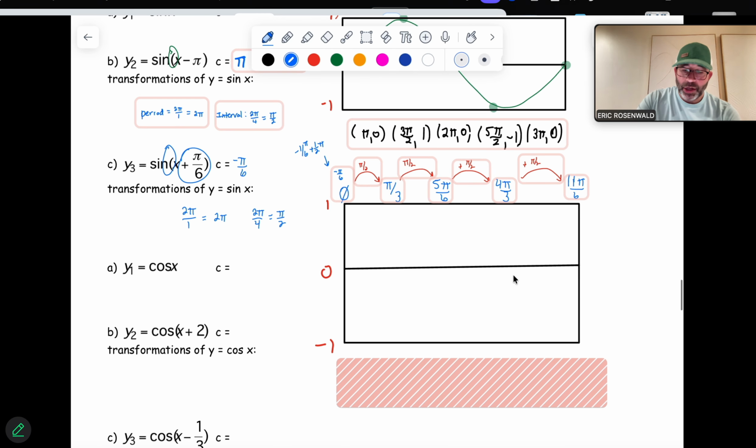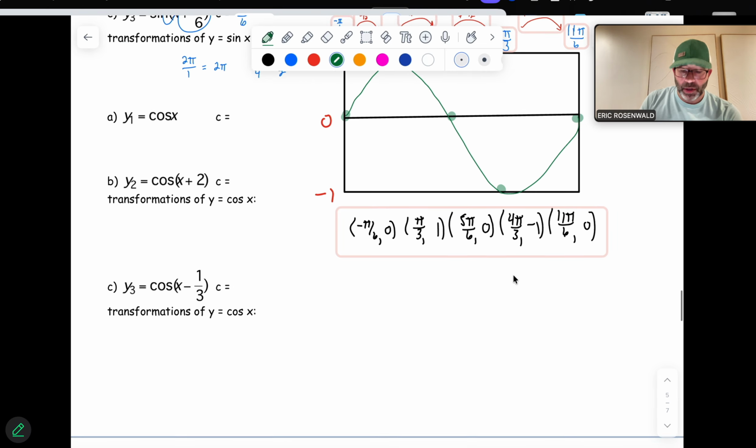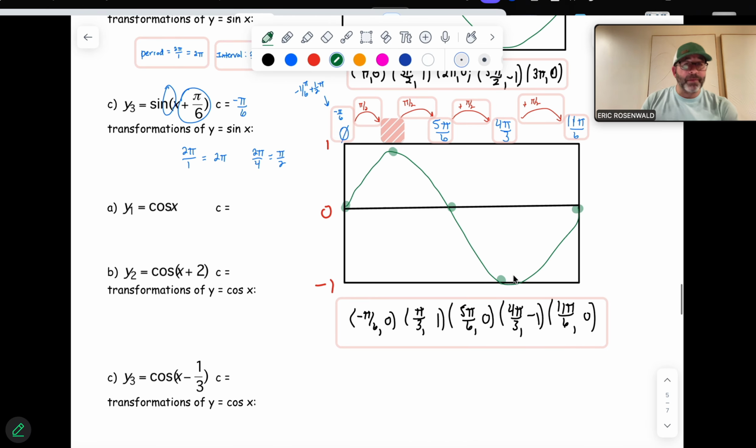That's all the points. Let's go ahead and graph these. I'm going to point here, here, here, here. Go ahead and graph it. And then your 5 critical points. That is it, my friends.